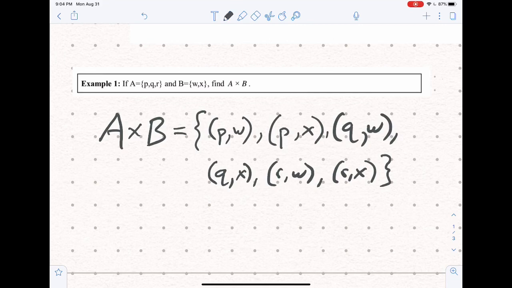One more observation I'm going to make is just what is the cardinality of this set A times B? Well, the set A times B is a set of ordered pairs, and how many ordered pairs are there in here separated by commas? If we count them up, there are 6. So this is equal to 6. Cool.